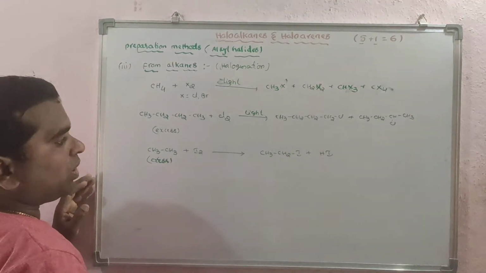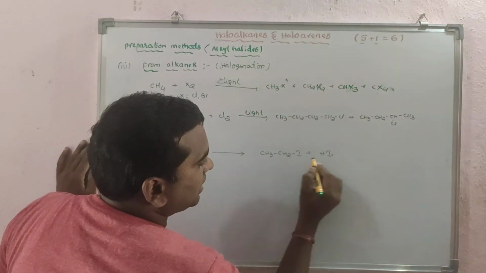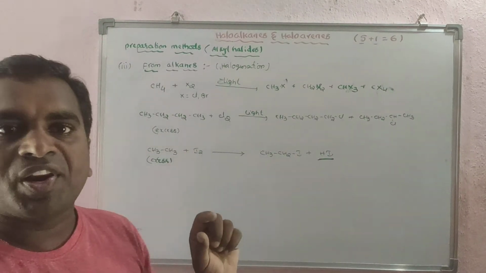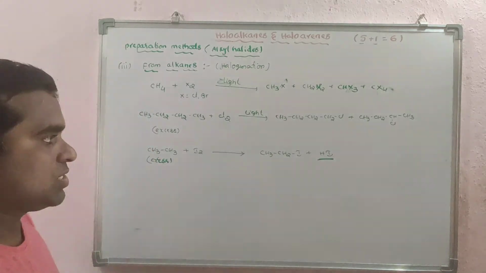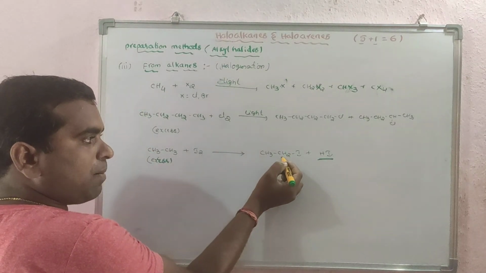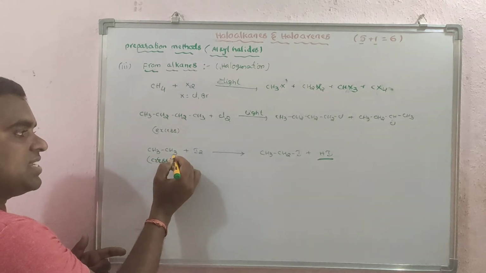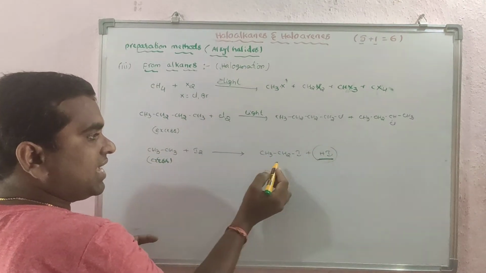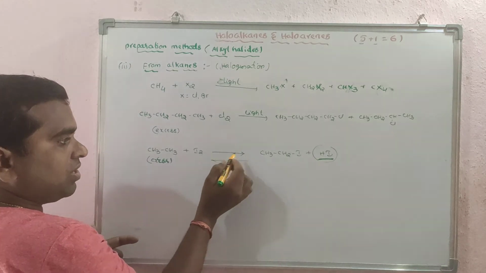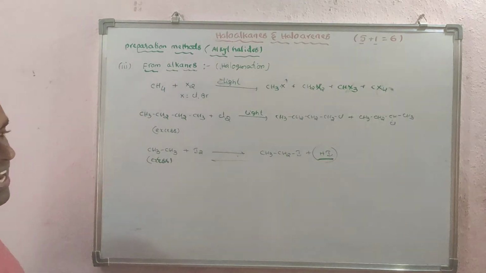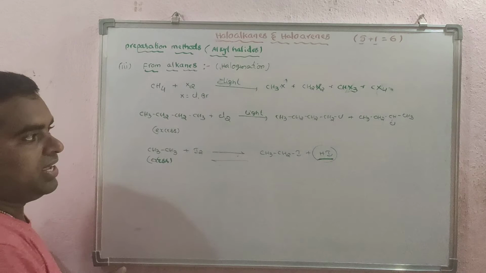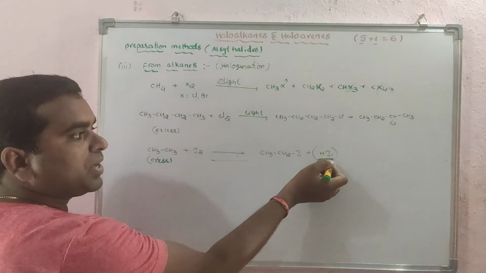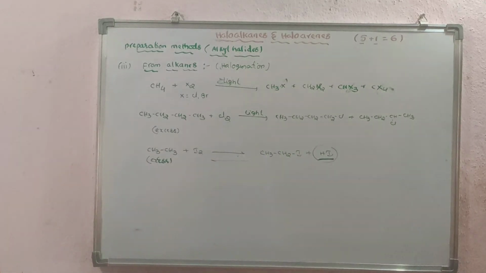Clear? Now, what is the product here? Along with this, you are getting HI also. HI is a powerful reducing agent. So that's why it reduces this compound into CH3CH3, ethane, plus iodine. In the presence of HI, this reaction is reversible. So that's why this method is not convenient to prepare alkyl iodides also.